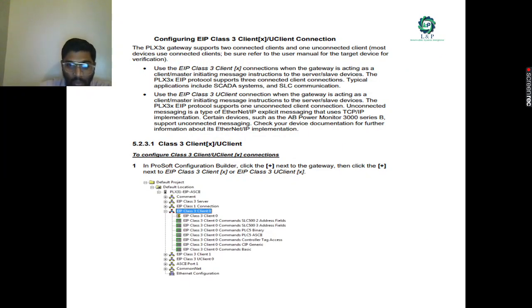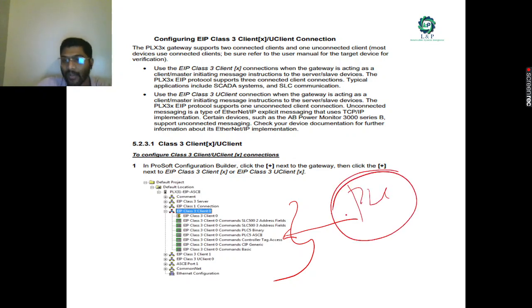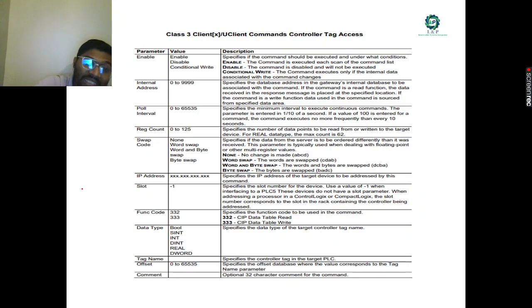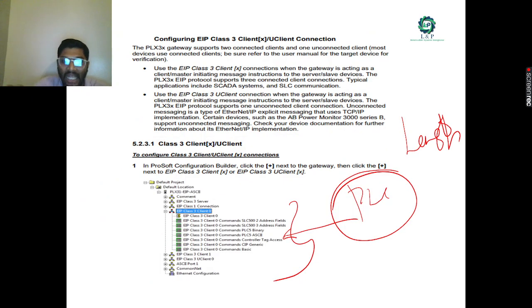Inside this class, you have this many categories. I always prefer that you create your tags in the controller tag access. Inside this, whatever tag you're going to create, the same tag, the same length, you need to fix inside your PLC also. Then only the matching will be there, and then only the communication will be there. And the tag name that you create in the controller access tag, the same tag you need to create in your PLC controller tags.